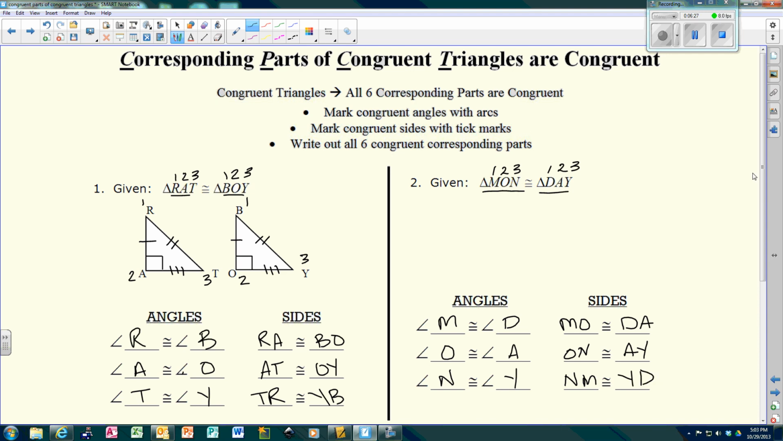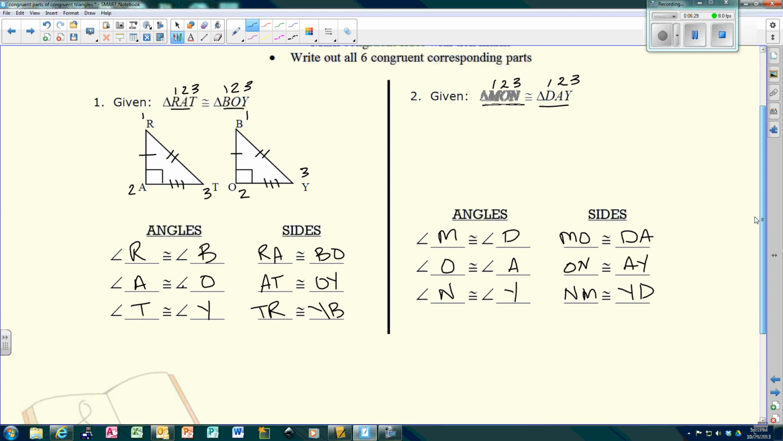Okay, so that's how we look at corresponding parts of congruent triangles are congruent. If my two triangles are congruent, then all of their parts are also congruent. And there are 6 parts. Okay, there are 6 parts because there's 3 sides and 3 angles.